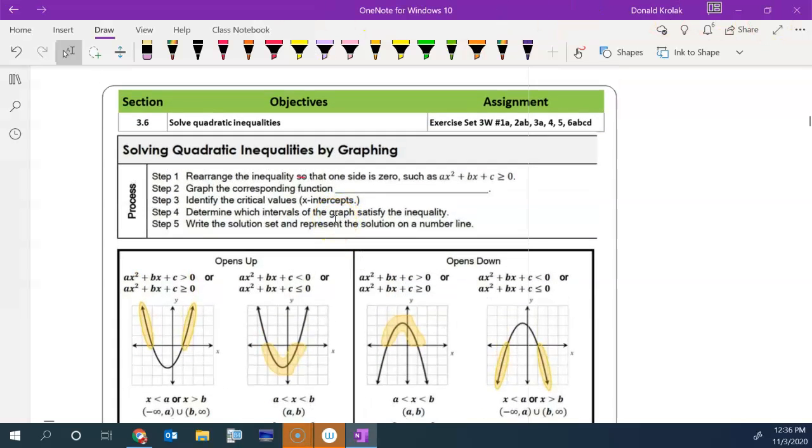Okay, so we're going to solve quadratic inequalities. Today we're going to do it by graphing. When you look at a quadratic, we've done how to solve ones that have equals, but what happens when you have a quadratic and it's something like 3x squared plus 6x is greater than 7?